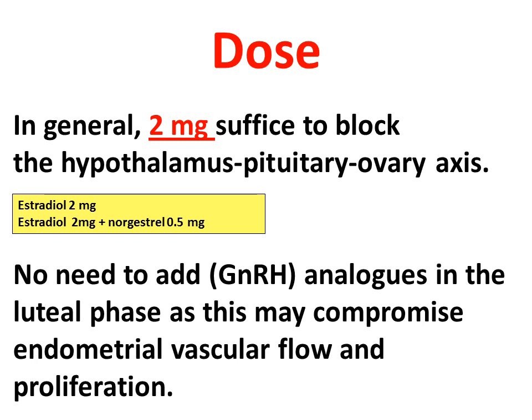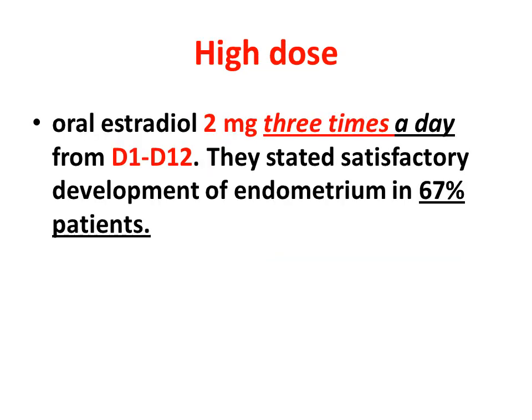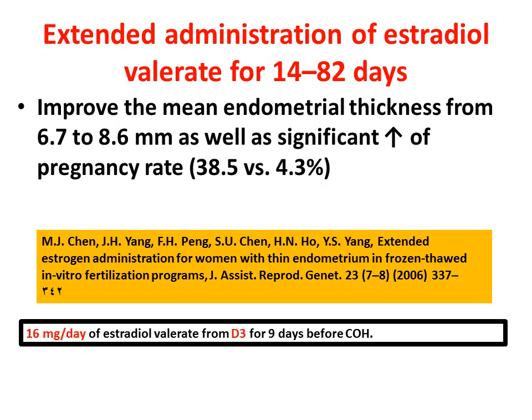This is quite sufficient to make blockage of the hypothalamo-pituitary-ovarian axis. No need to add GnRH analogs in the luteal phase for this line of treatment. Some authors used a high dose, 2 milligrams 3 times daily from day 1 to day 12, but no evidence of benefit for this line of treatment.